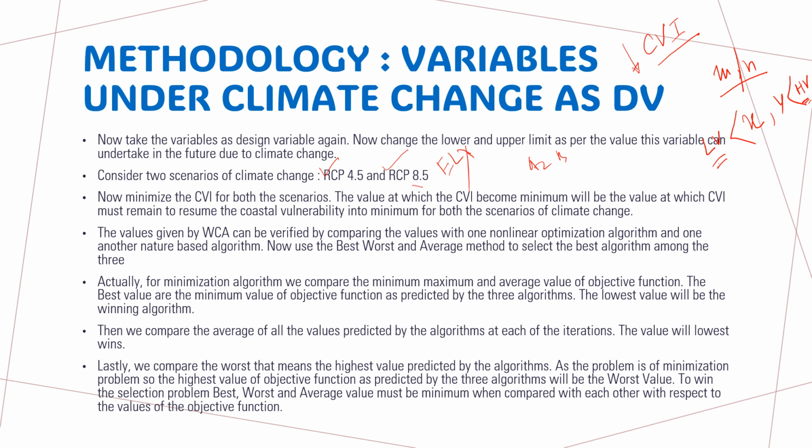So here in the third step, methodology, what we are doing we have already explained. This lower bound and upper bound will change according to the scenarios, and we will get a new CVI, coastal vulnerability index, after optimizing it by the WCA, water cycle algorithm. Now here what it will give is at what value of the variables coastal vulnerability will be at its minimum under the changed climate scenario.